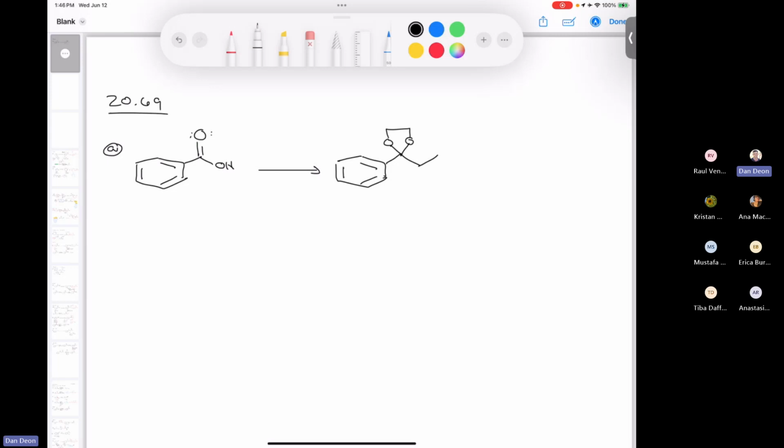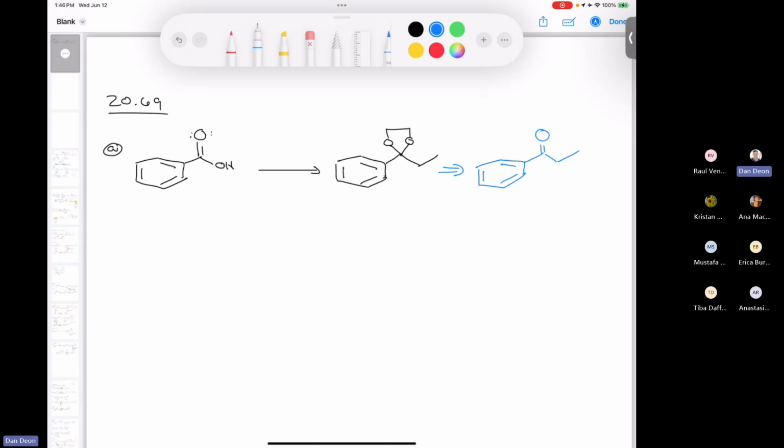Well, I think the best way to tackle this one is to use a little bit of retrosynthesis. So we're going to say, okay, the way to make the acetal is from the ketone. If I had this ketone, all I'd have to do is treat it with ethylene glycol and a catalytic amount of acid, with removal of water, and that would give me the acetal. And I'd say, yep, that sounds good to me.